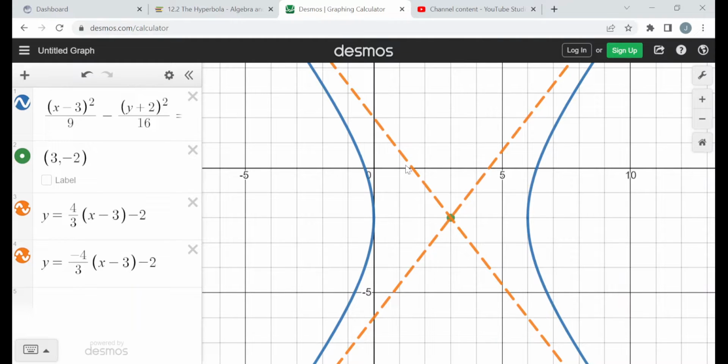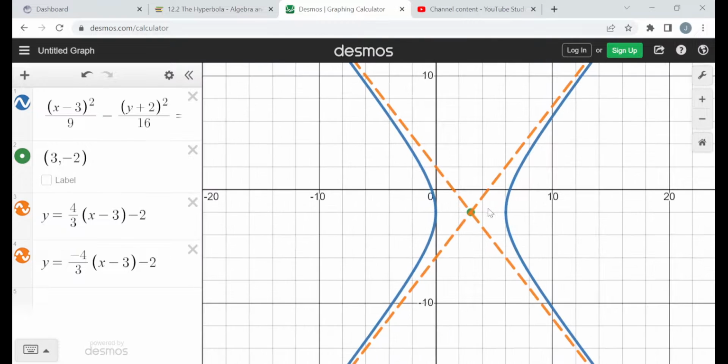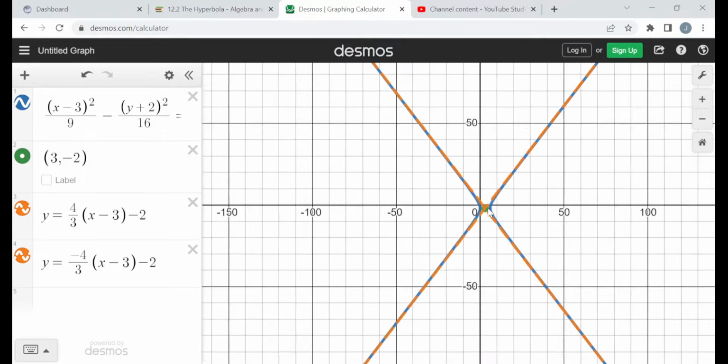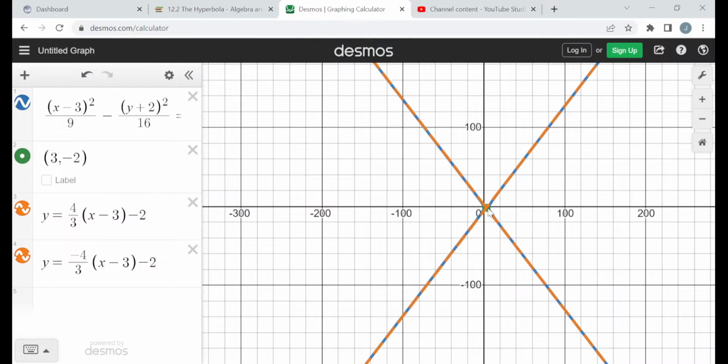Again, these asymptotes should both be running through the center, with just opposite slopes, positive 4/3 and negative 4/3, and the hyperbola should be approaching these two dotted lines as we move away from center. So if you zoom out, you'll see that the two curves will basically get closer and closer to becoming those two lines. See that? You can zoom out far enough that it basically looks like they are those two lines.